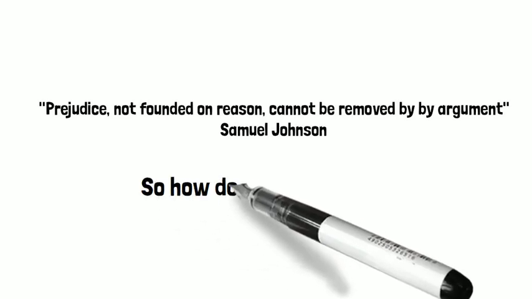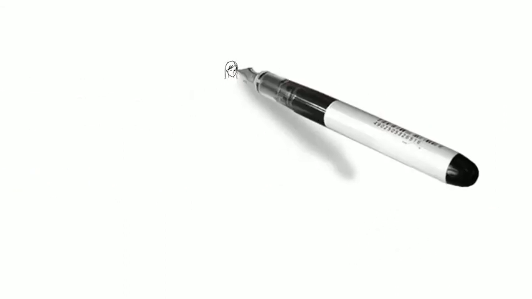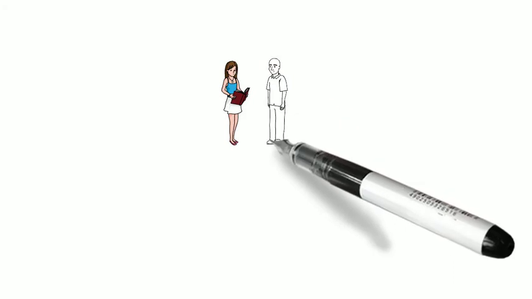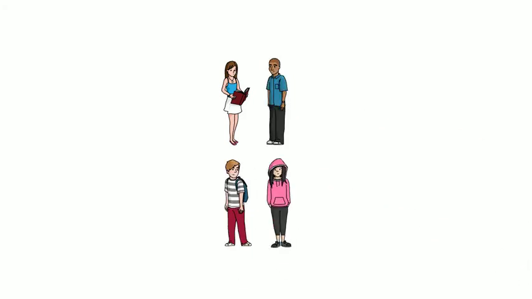So if prejudice isn't based on experience, then how do people get it? Well, you obtain prejudice during childhood. So for our video, we have added 4 kids to the middle, and we will demonstrate each of the 4 prejudice building blocks within each child.